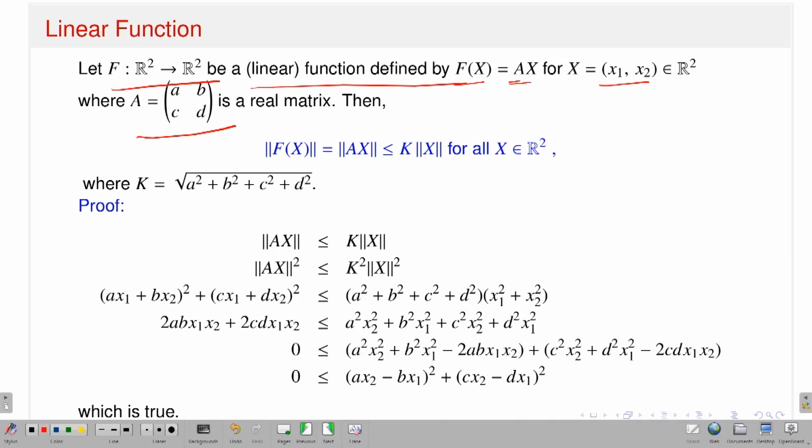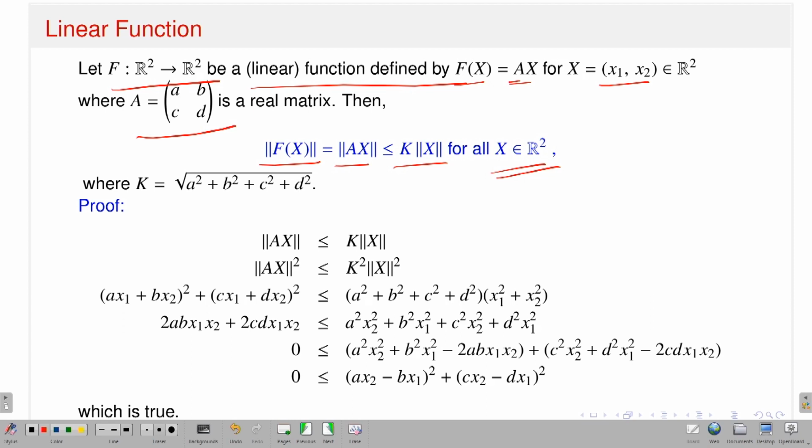So, the first thing you should observe is that if I calculate the norm of Fx, which is nothing but the norm of Ax, it is dominated by some fixed constant k times the norm of x, and this should be true for all x in R2. That is very important. You have to observe this. Sometimes this is called boundedness. Anyhow, you forget about that term, because in functional analysis that kind of term is there, but since I am doing real analysis for the time being, you leave it.